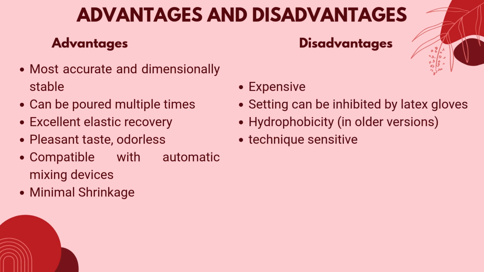But it has the following disadvantages. It is expensive. Its setting reaction can be inhibited by latex gloves. Sulfur in latex gloves interacts with the platinum catalyst, inhibiting polymerization. The older versions are hydrophobic and can cause voids in a moist environment. It is a technique-sensitive material.